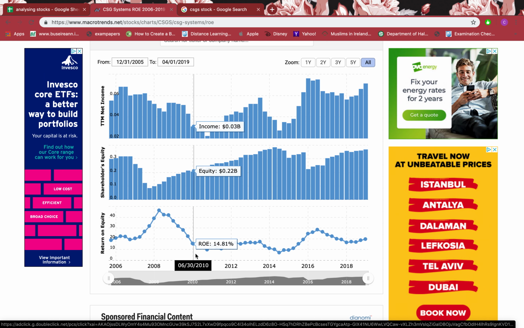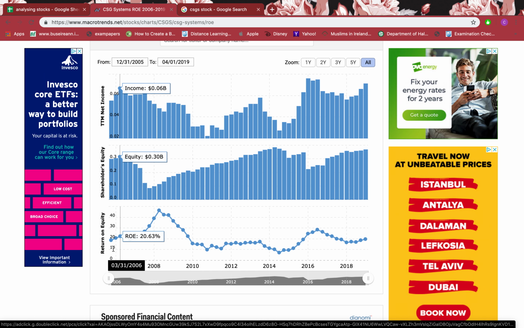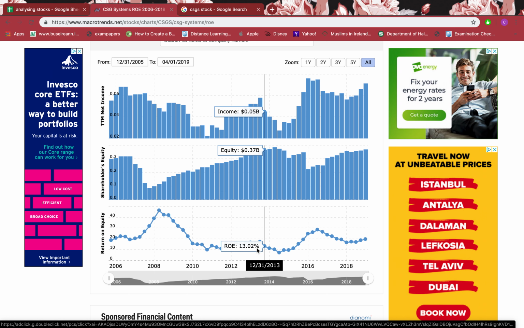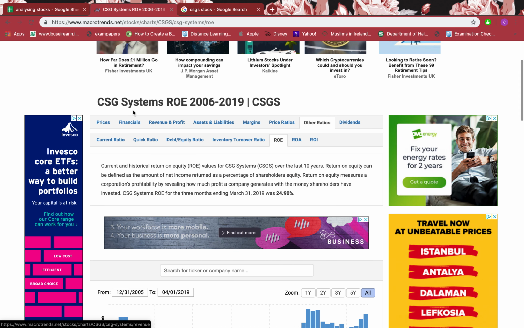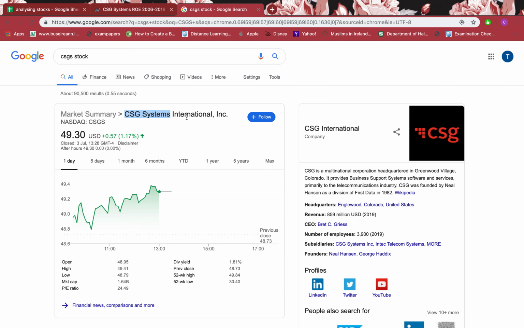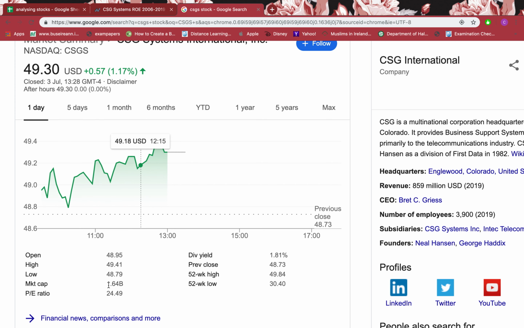And let's look at the previous ones as well. So almost every time it has been above 8%, which is a very good return. So that's really good. And I just want to see the market cap. You can see the market cap is in billions. Billion means it's a big size firm.